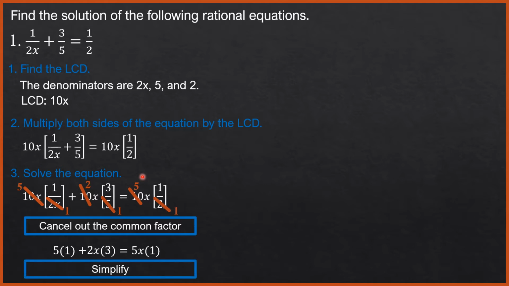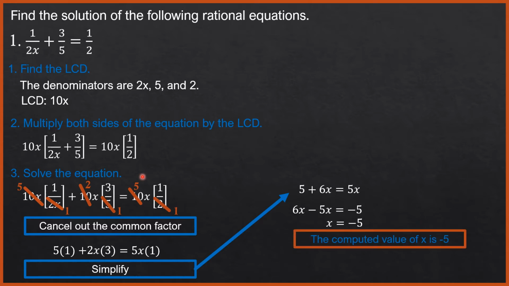Then, let us simplify by performing the operations. So we will have 5 plus 6x equals 5x. Then combining like terms, we will get 6x minus 5x is equal to negative 5. Then solving for x, we have x equals negative 5. Therefore, the computed value of x is negative 5.